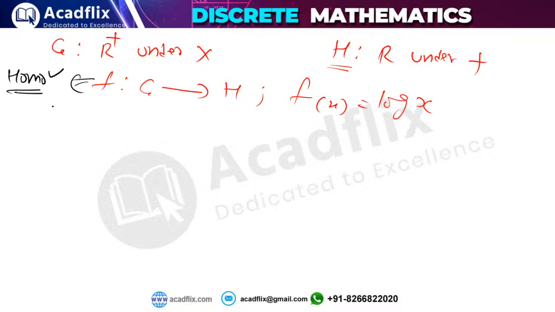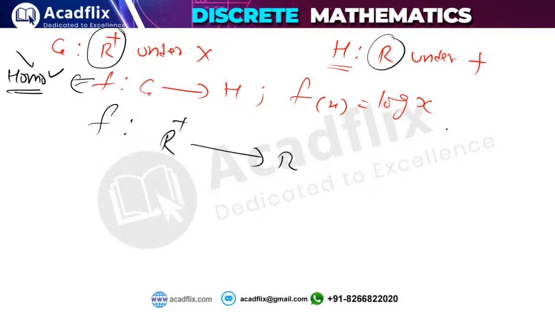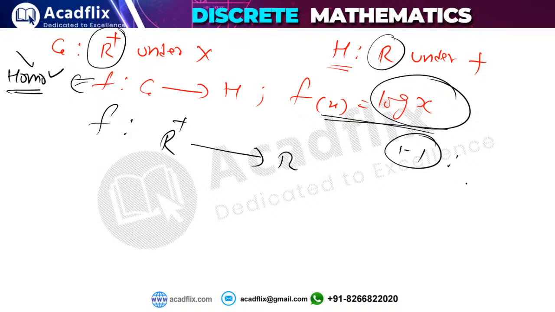Now let's see whether this f is an isomorphism or not, whether this f is basically a bijection or not, because it is already a homomorphism. This condition is already satisfied. Now let's check if this f is one-one and onto. This function f is from R plus to R. First of all, let's check for one-one. Yes, this is one-one.